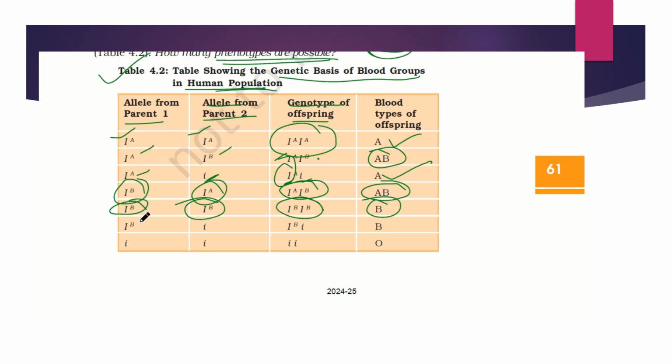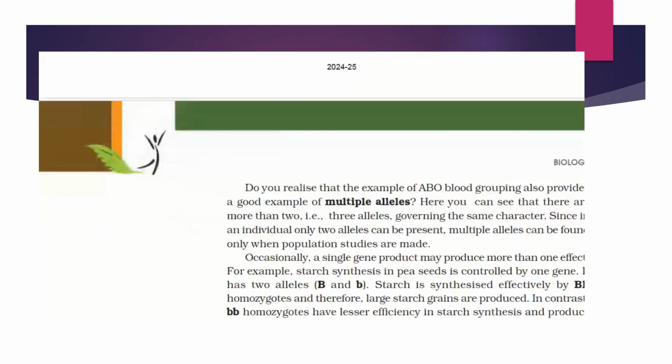Again, if IB from one parent is taken and i from the other parent, as i does not have a sugar polymer, it will not be expressed, and IB will be expressed. So IBi, and B will be the blood group. And if both parents have the i gene, the genotype of the offspring will be ii, and the blood group will be O. Okay, so this is what codominance is. I think it is clear to you all.